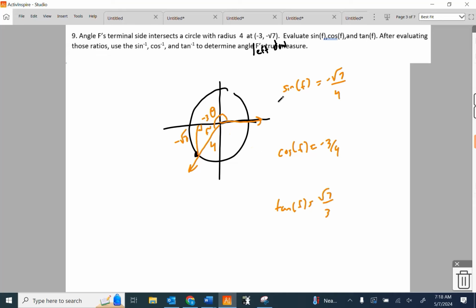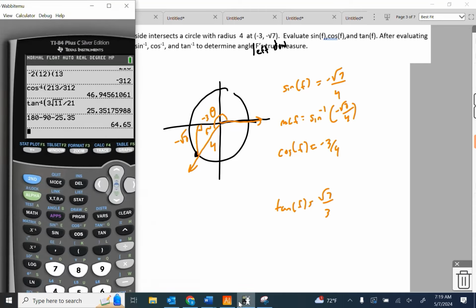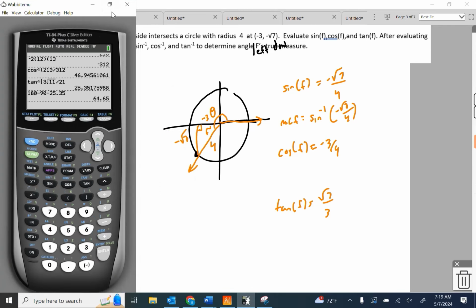Now, we're going to push buttons in a calculator. The measure of angle F is going to be the arc sine of this thing. And at least one of these three is going to be different than the others. Probably the cosine one's going to be different than sine or tangent, because cosine works in quadrants 1 and 2, and sine and tangent work in quadrants 1 and 4. So the arc sine of negative root 7 over 4, let's see what the calculator says. Second sine, I'm in degree mode. I haven't changed this thing in days.